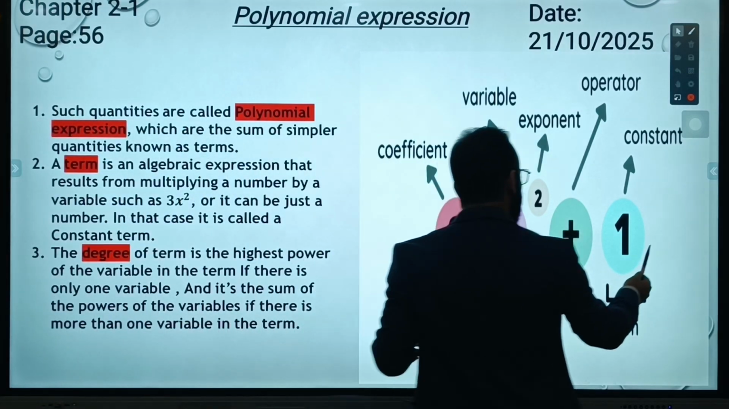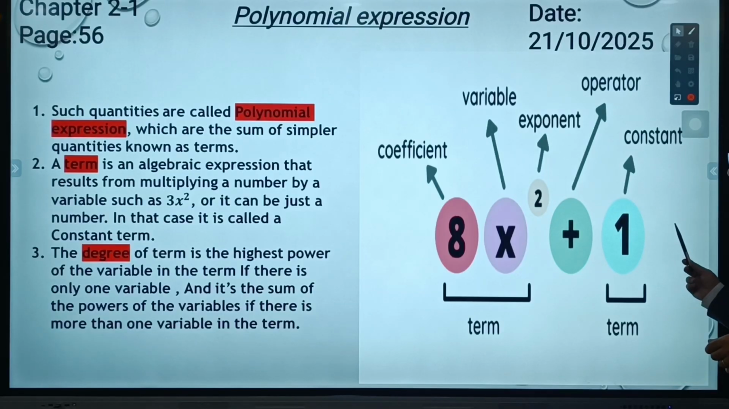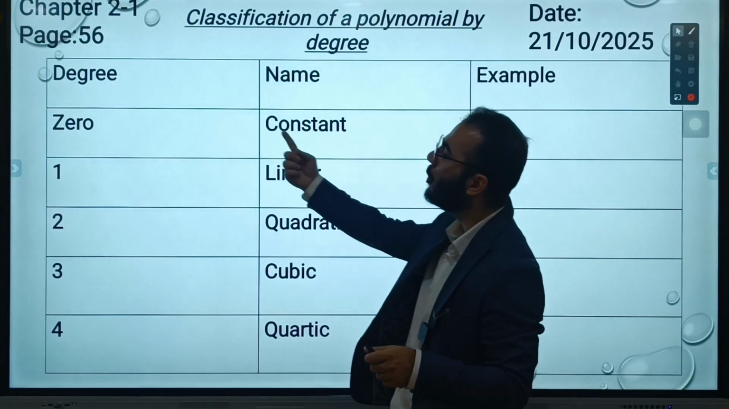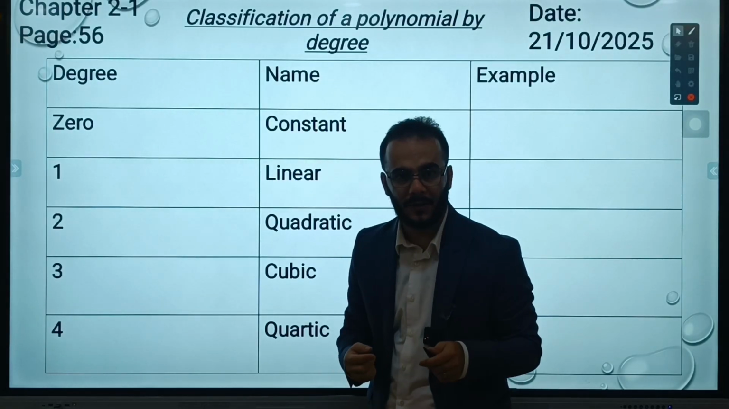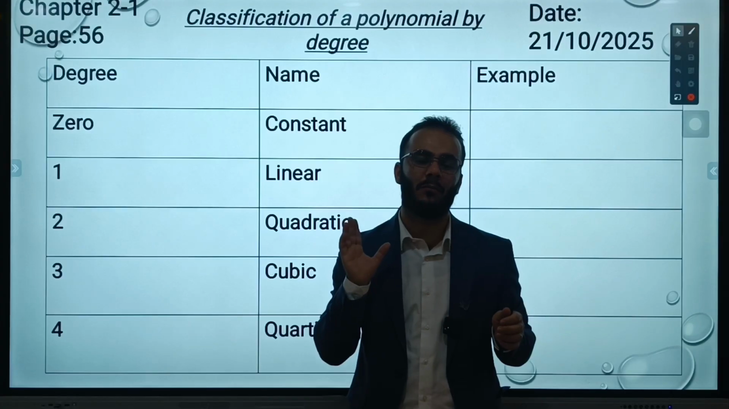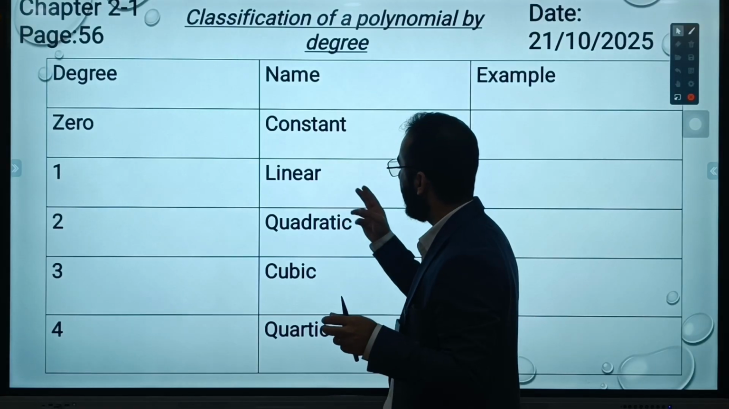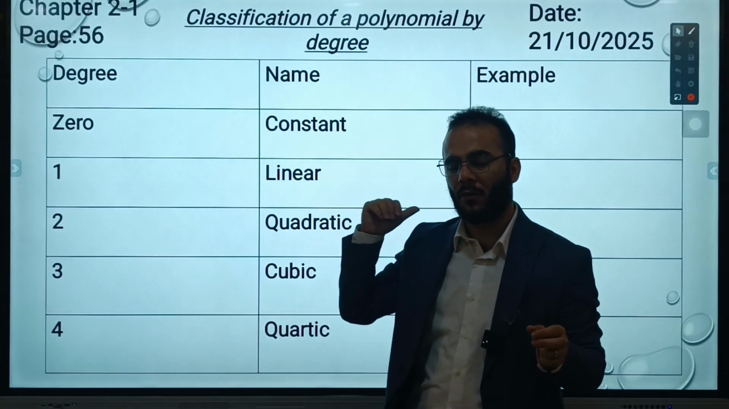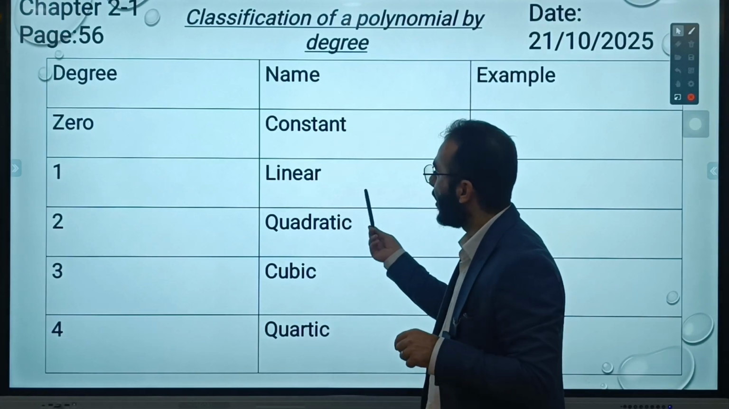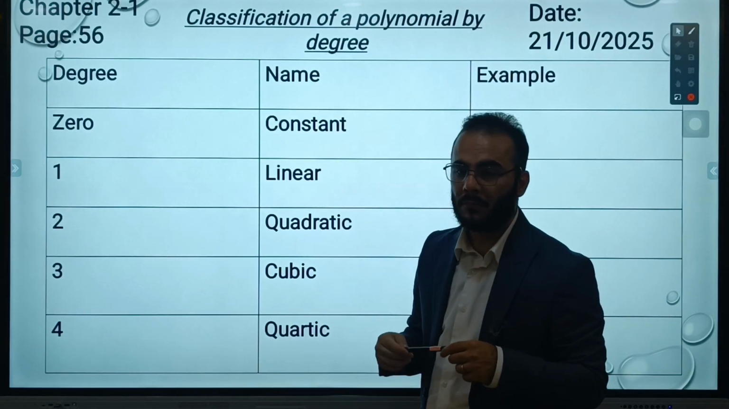So let's go to the next slide and see what we have here. We have a table that is important since it came in your book, so we need to discuss it. A polynomial with degree 0 is called constant. Whenever we have a constant term, its degree is 0. And when we have a linear function, which you studied already in the previous grade, 9th grade, a linear function has a degree of 1.